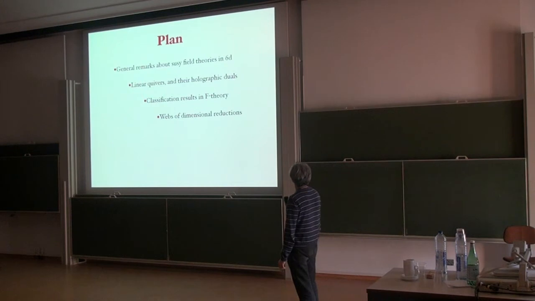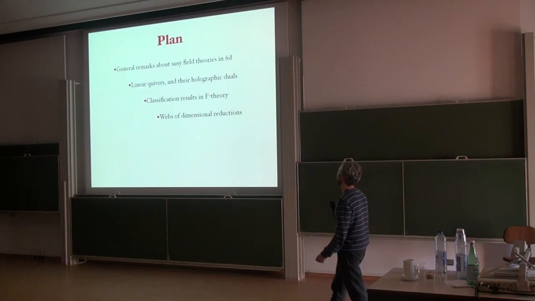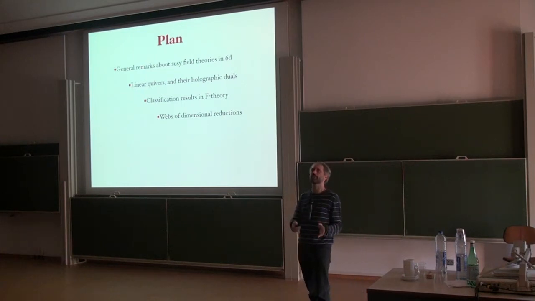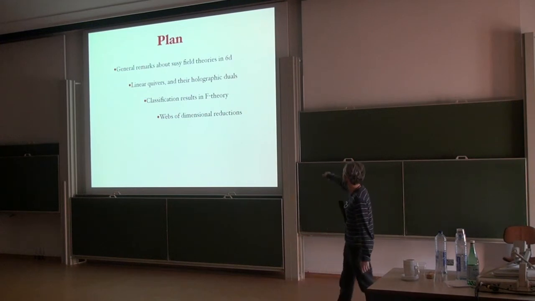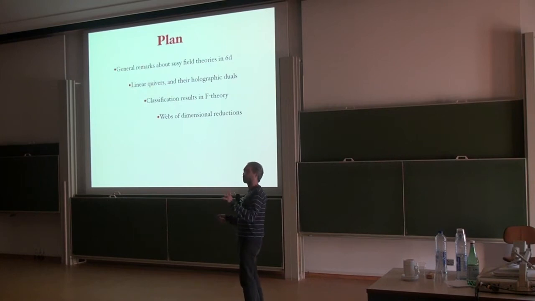So here's the plan. I'll start with some very general remarks about field theories in 6 dimensions, just to put us all on the same page. And then I'll look at a certain class of theories that I call linear quivers, which are precisely the ones that I said have a holographic dual. I said that there's a classification of theories with holographic duals, and these are the ones. And then I'll review, perhaps vaguely, the main elements of this classification result that appeared in the context of F-theory.